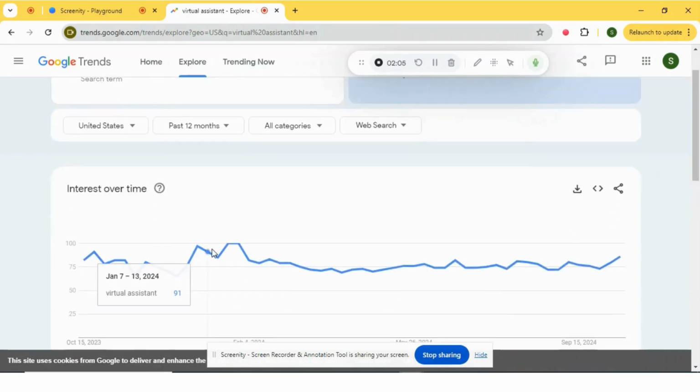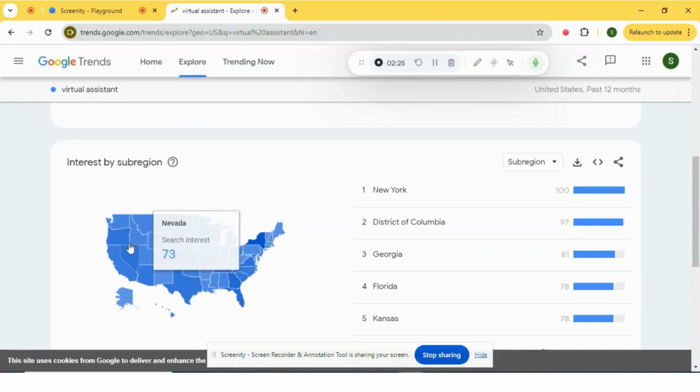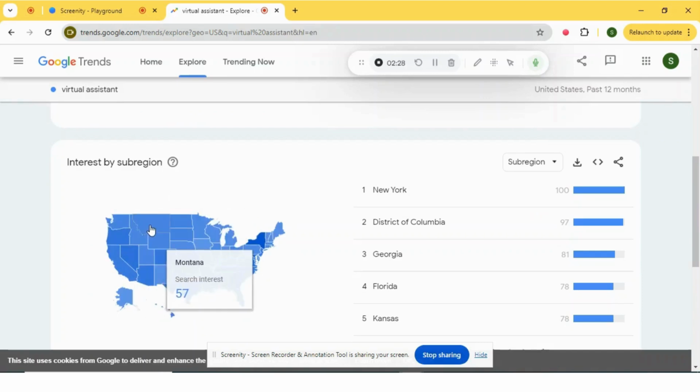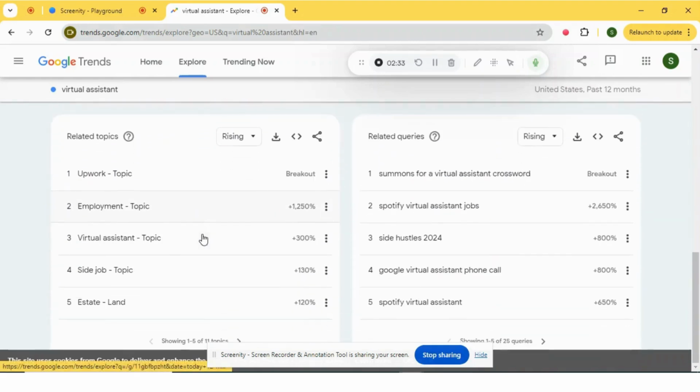So here is the graph which would let us know how many users daily write virtual assistant in the search bar as a query. This is the interest by region in the United States, showing where people are finding virtual assistants, and this is the related queries. Now, what do people write onto Google?